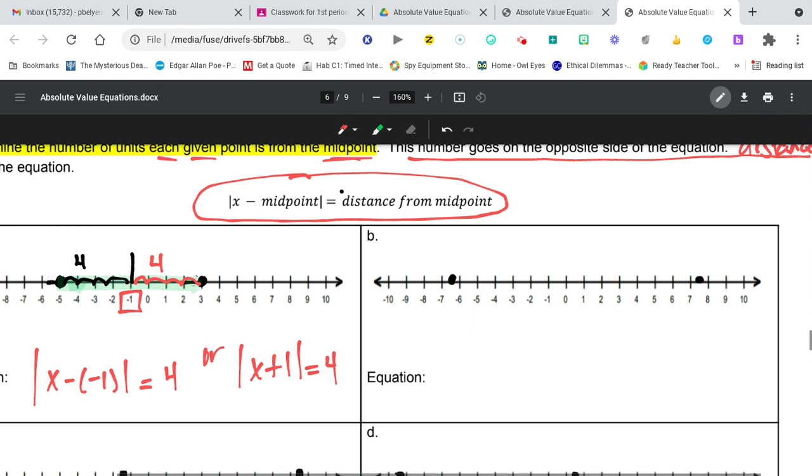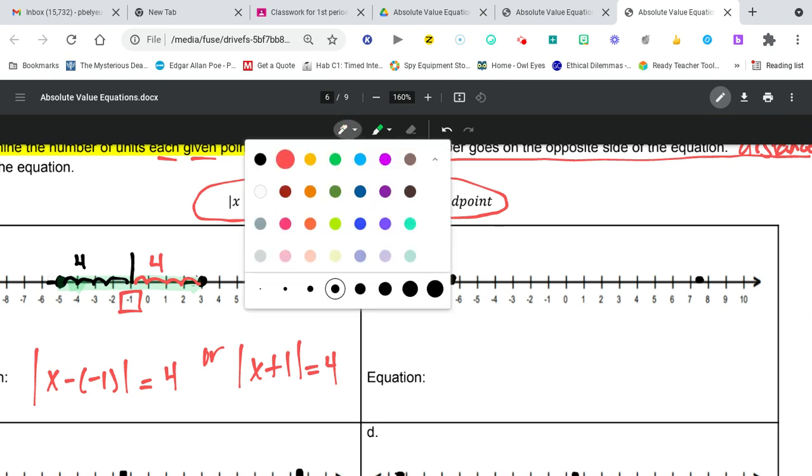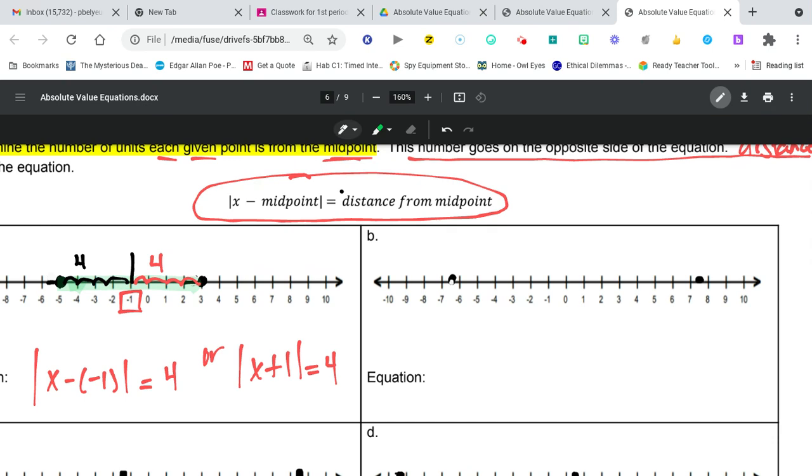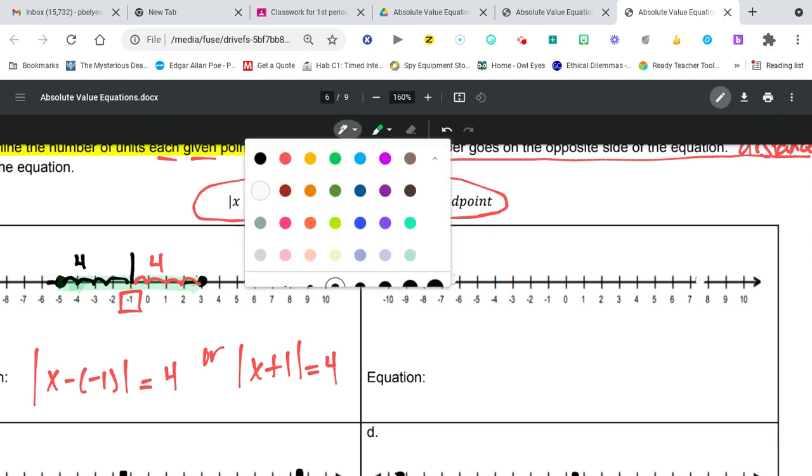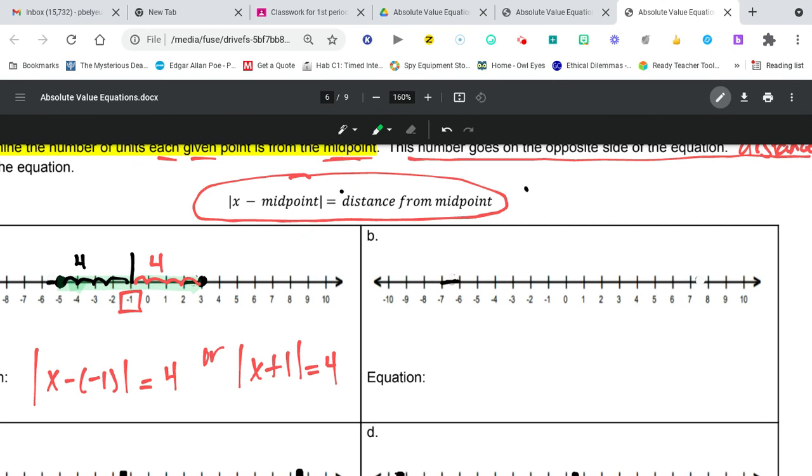All right, let's take a look at B. Let's fix B. And if you don't understand this, when we get back in class, you can just ask me about it again, and I'll explain it. Okay, let's get rid of these. All right, and let's put a point on -6 and a point on 8. And so suppose your answers were -6 and 8.